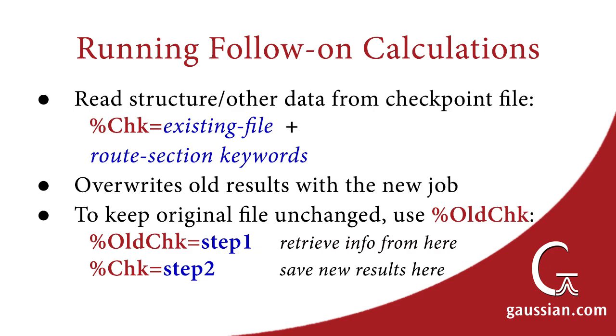Note that when you use an existing checkpoint file in this way, its original results are overwritten by those from the follow-on job. You can use data from an existing checkpoint file without modifying it by using the %oldchk directive. This command copies data from an existing checkpoint file for use within the current job without modifying the original file. A different checkpoint file is used for the new job.